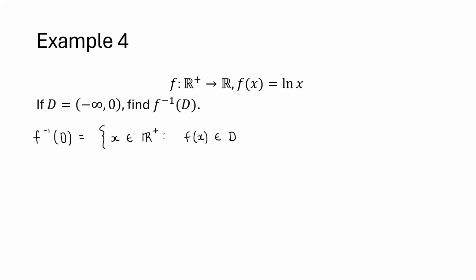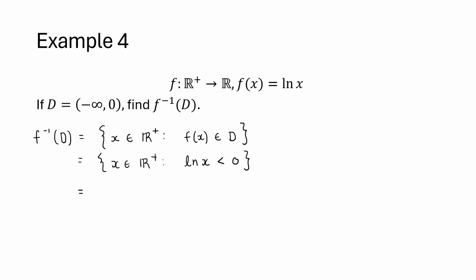meaning f of x, the y value, must be negative. So I'm going to expand on this all the way. We are looking for x in R plus. f of x we know is ln of x. If it's an element of D, D is from negative infinity to 0. So ln of x must be less than 0. This is what we are looking for.